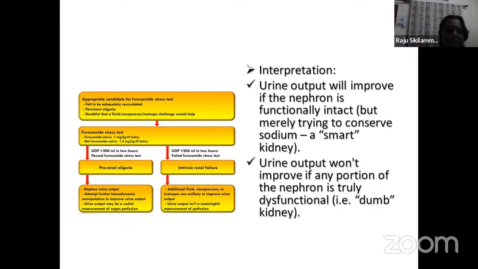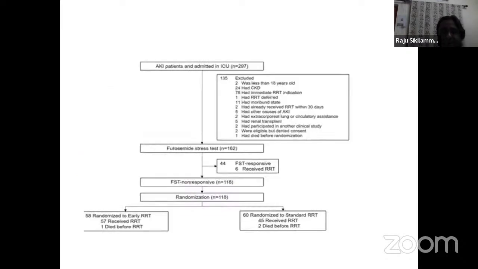That means if the urine output is more than 2 hours in renal oliguria, it may require further fluid resuscitation. If the furosemide test fails, it is assumed to be intrinsic renal failure, and they may require RRT soon. Interpretation of urine output: if urine output improves, it means kidney function is intact, that is a smart kidney. If urine does not respond to the furosemide, the nephrons are not intact. It is truly dysfunctional. It is a dumb kidney.